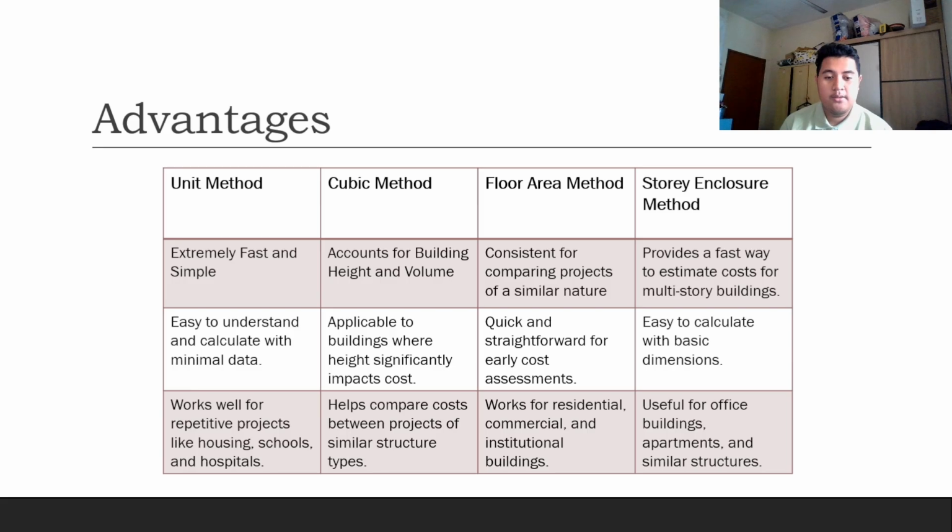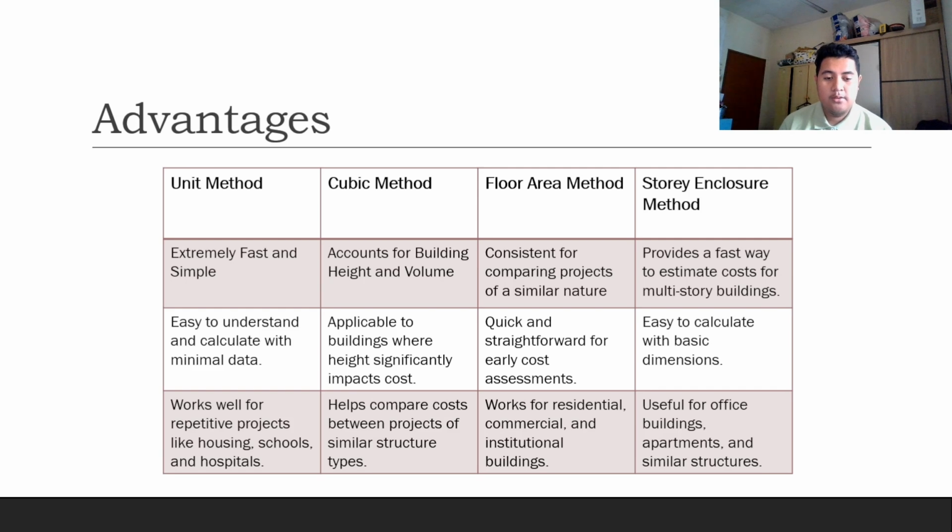population or capacity. Next, the cubic method is highly effective because it directly accounts for building height and volume rather than just a flat footprint. This makes it particularly applicable to industrial buildings or warehouses where height significantly impacts the overall cost, helping stakeholders accurately compare expenditures between similar structural types.